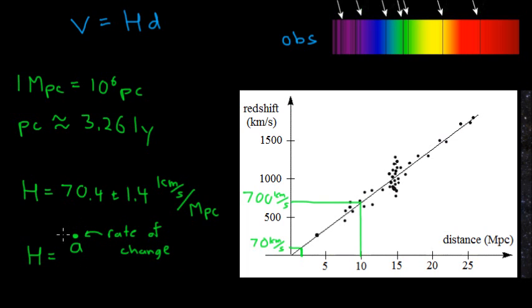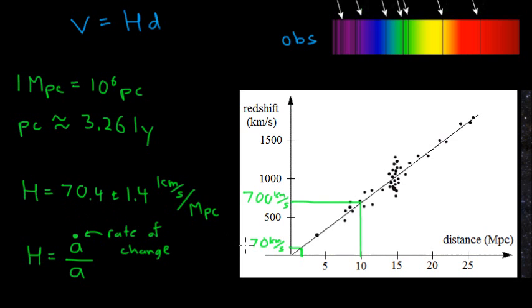So it's how fast the scale factor is changing over the scale factor itself. This gives us a sense of how fast the universe is expanding, and right now it's at this value.